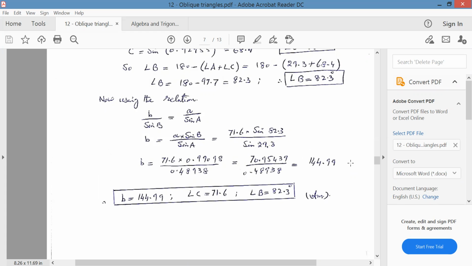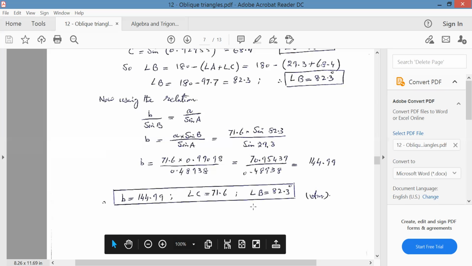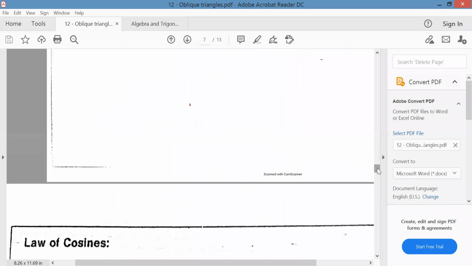So this one's side B you wanted to calculate, and the two angles you had calculated. This is the solution of your triangle. Any problem to anybody? You know how to find the angle.